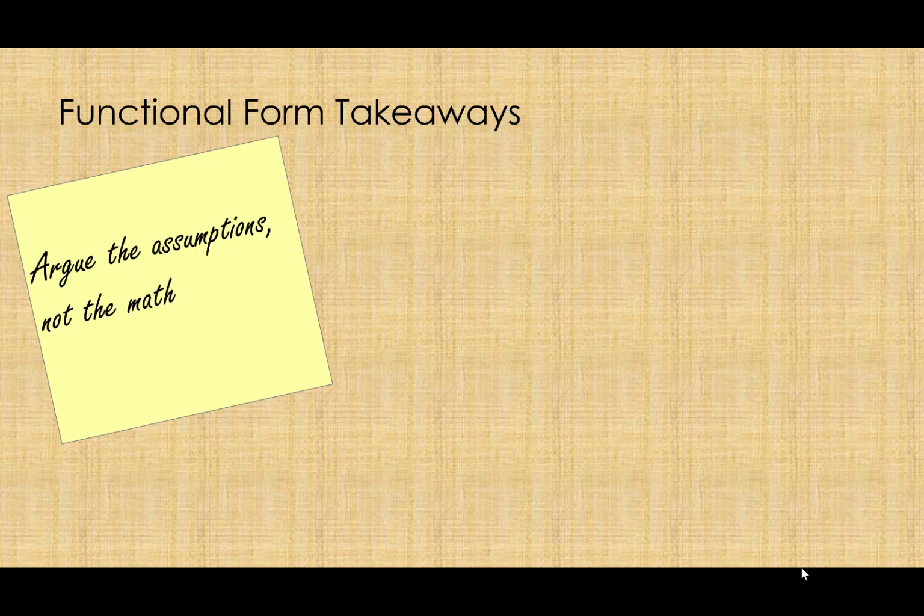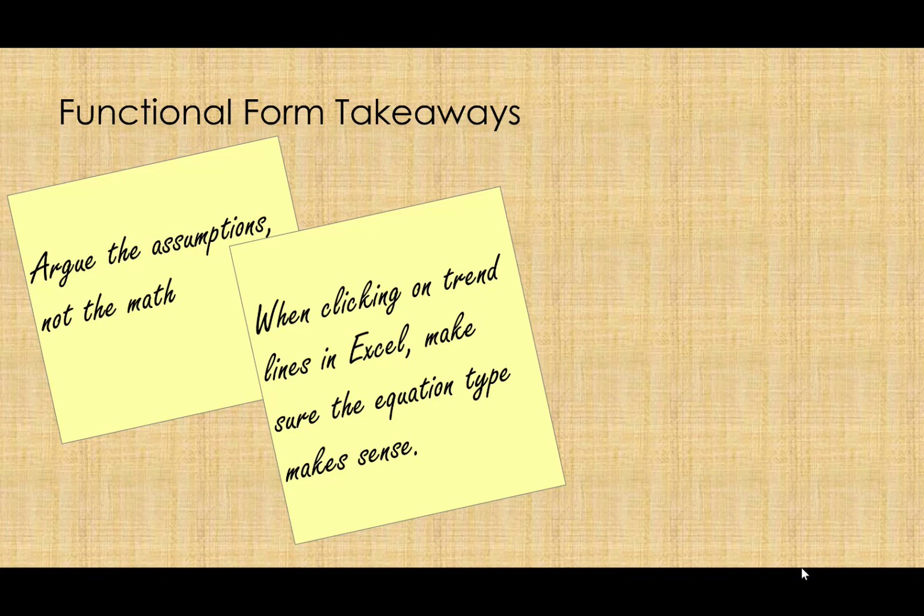So the takeaways from the next few sessions on quadratic equations are, number 1, argue the assumptions, not the math. Before you click on a trend line in Excel to make your graph spiffier, make sure the equation type makes sense. Make sure that the argument it implies makes sense. So I'd like to examine that second little sticky in more detail.